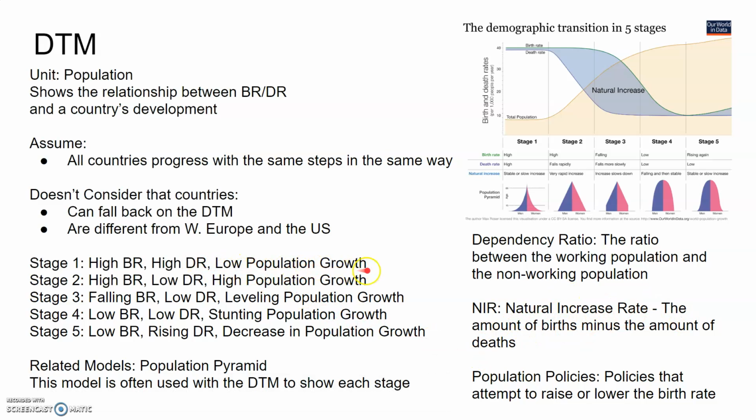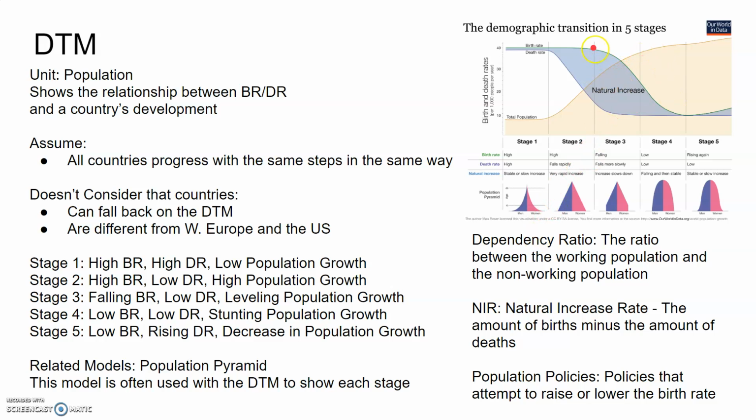So you can see here in each stage, this is the NIR. It increases over time. And in the first stage, you have high birth rates and death rates. So you have a lot of people having a lot of children, but they end up dying. So in stage 2, this is when the death rates start to go down. So the population starts to increase.